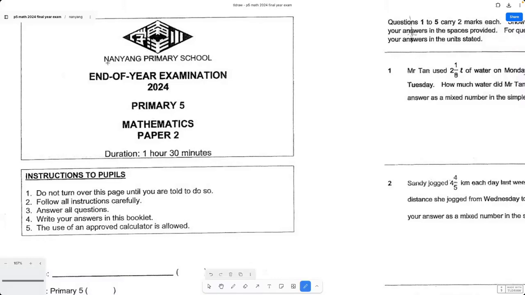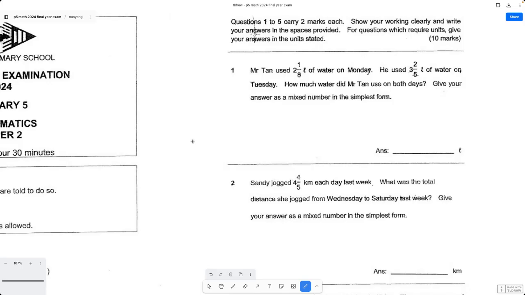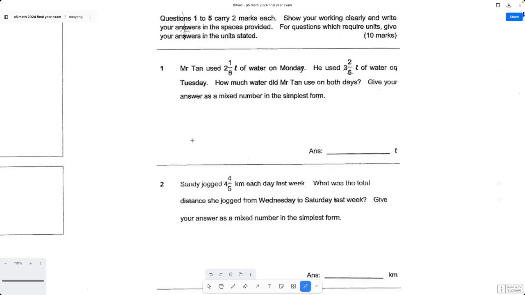In this video, we're going to go through the Nanyang Primary School End of Year Examination 2024, Primary 5 Mathematics Paper 2. So let's get started on the first question.